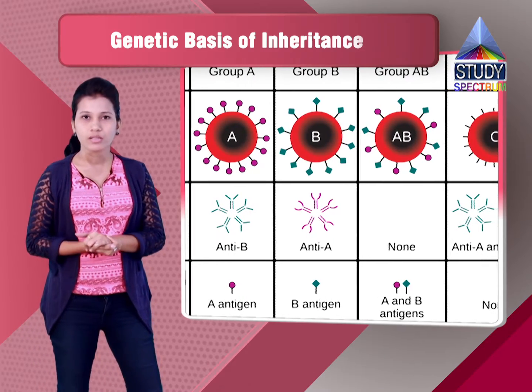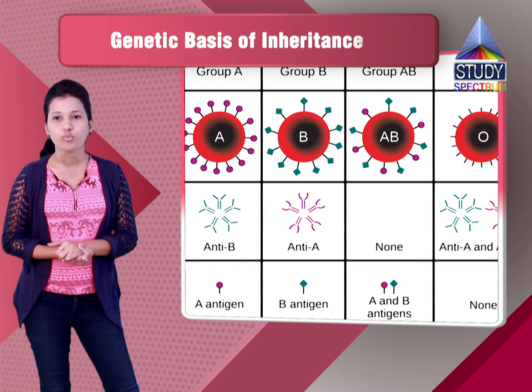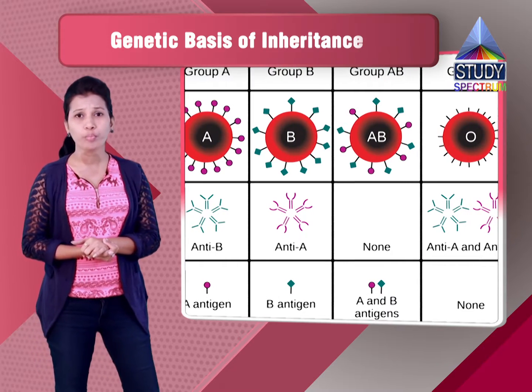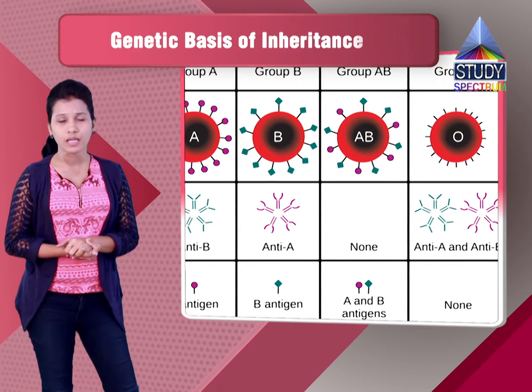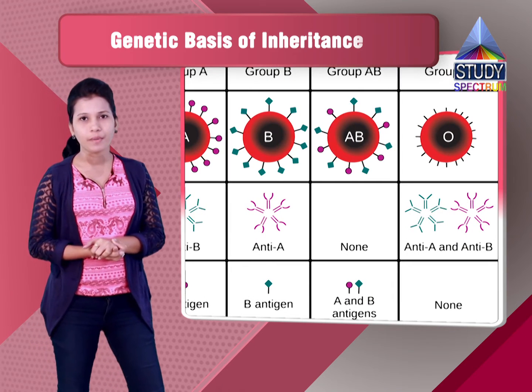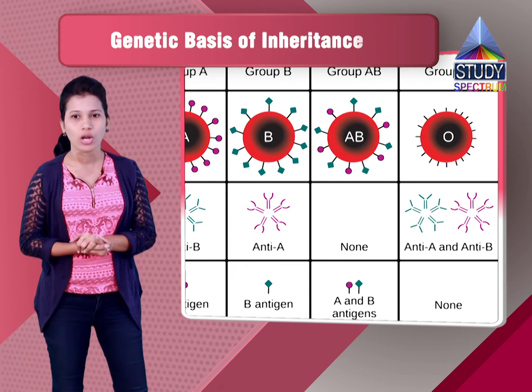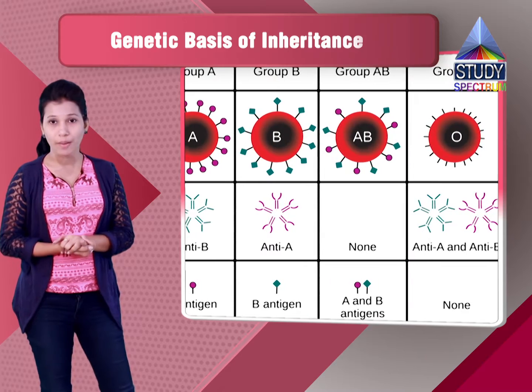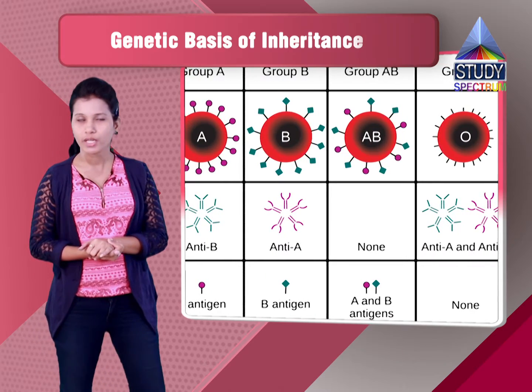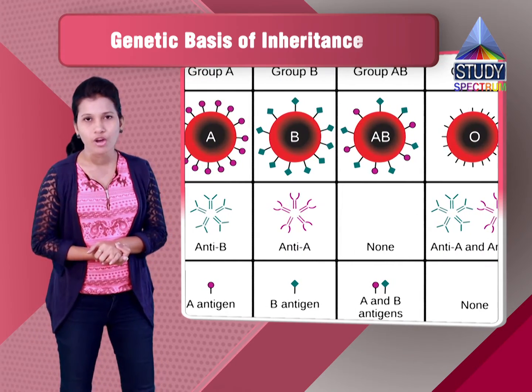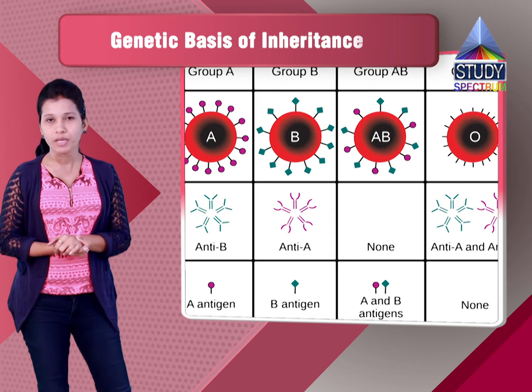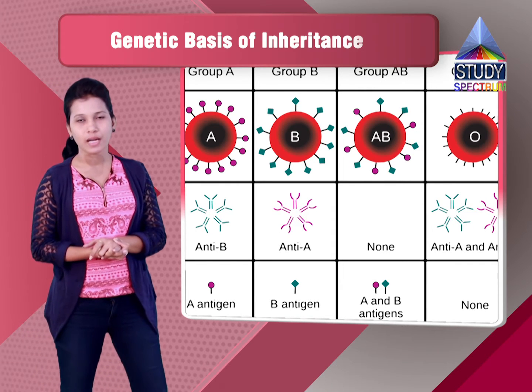So this will be all the genes for blood group A. For blood group B, it will be capital IB and capital IB, and it can be capital IB and small i. So that can also be there for blood group B. For blood group AB, it will be capital IA and capital IB.